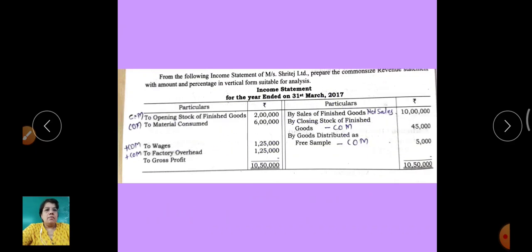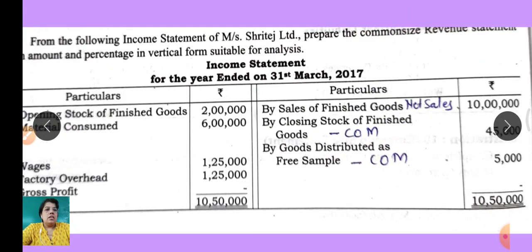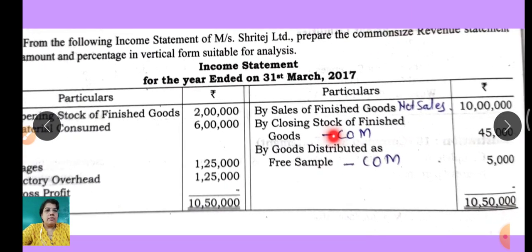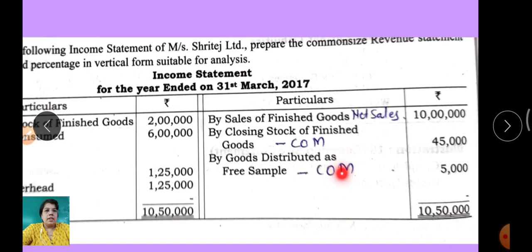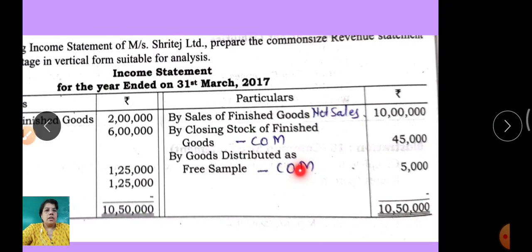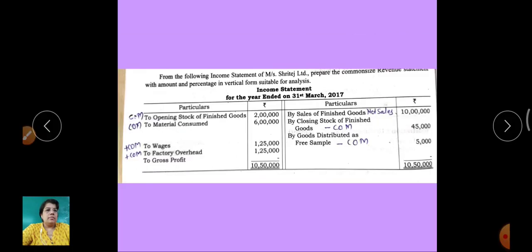So I have done the marking here. This opening stock of finished goods, material consumed, wages, factory overheads, all will be added as a part of COGS. All things will be added to the cost of material consumed, and net sales will be the first item of our statement. Then closing stock will be deducted from cost of material consumed, and free samples also will be deducted from this cost of material consumed or COGS.